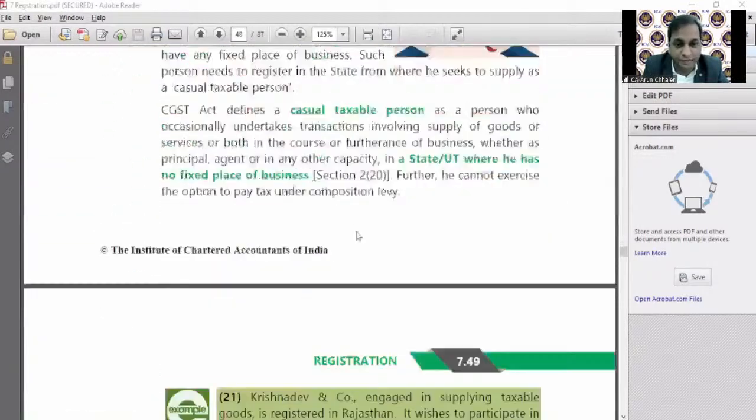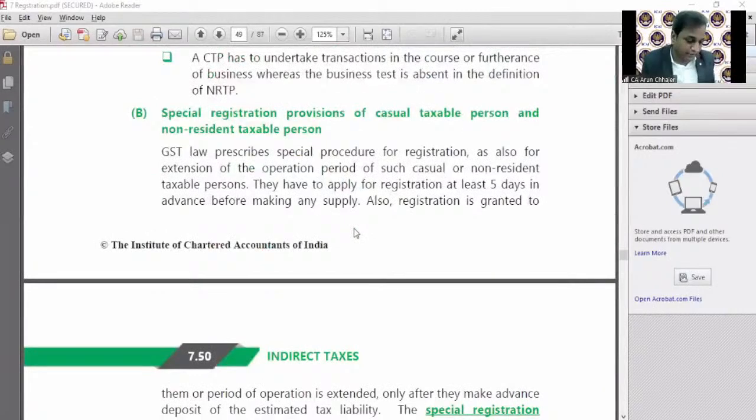So coming to this particular topic, give me 1 minute. I will go to that particular amendment, registration, cancellation.